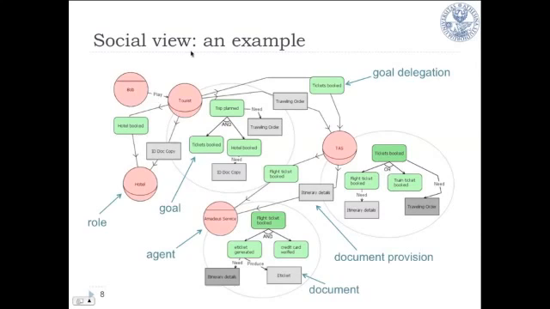And this would be the social view for our example. This concept here, a hotel, is a role, and these are the different goals that the actors have. We represent in terms of agents all the participants that we already know at design time, and with roles the ones that we don't know exactly how they're going to be instantiated at runtime. Goal delegation is represented in this way, and document provision is represented by this relation between the two actors while providing the document.